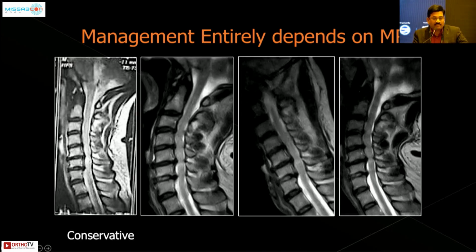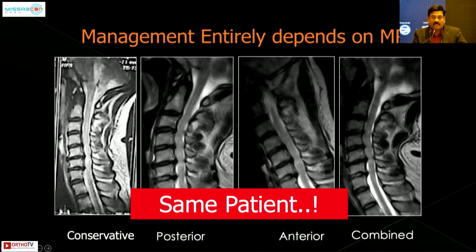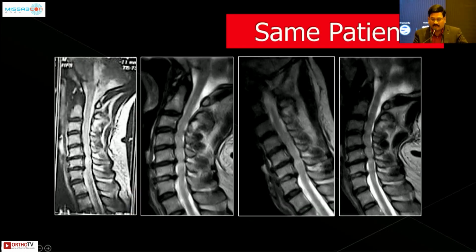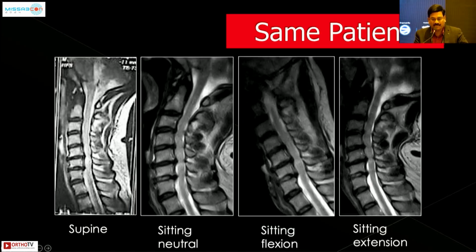If you see this first case, you might opt for a minimally invasive ACDF or foraminotomy, and the second case posterior decompression, the third one may require anterior, and the fourth one requires a combined procedure. But all these MRIs belong to the same patient taken in different positions. That is what made us think about what's happening in this scenario. The first one is taken in supine, the second one the patient is sitting neutral, the third one the patient is in flexion, and the fourth one the patient is in extension.